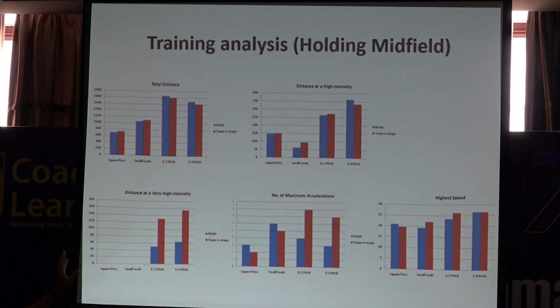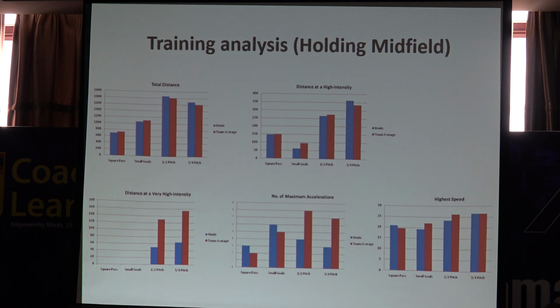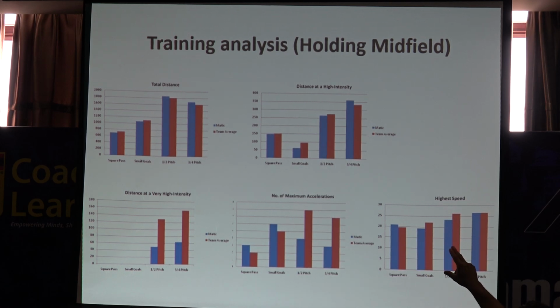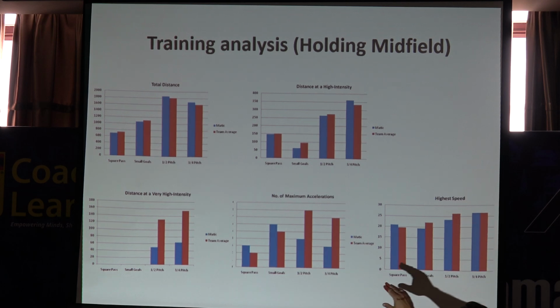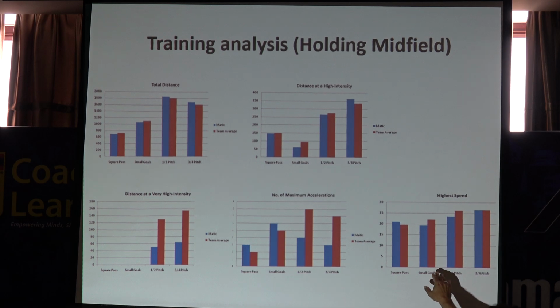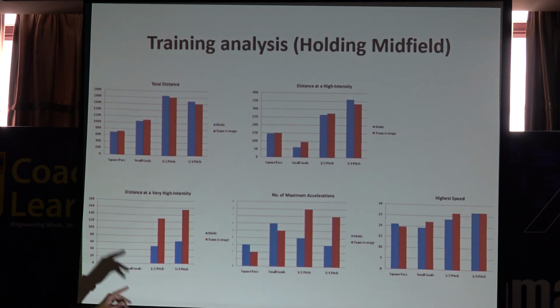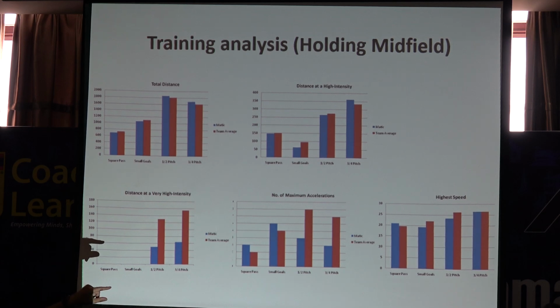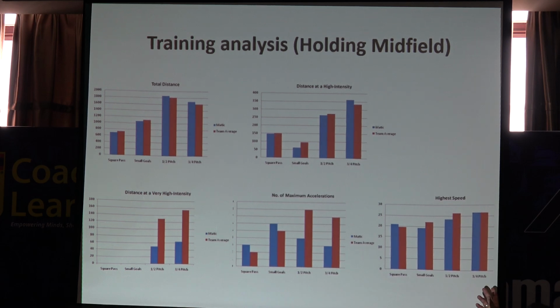So we have total distance, we have distance at high intensity, at very high intensity, we have the number of maximum accelerations, and we have the highest speed attained in the training. And then we have 4 examples of drills.